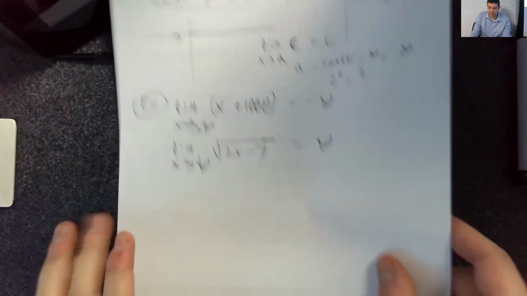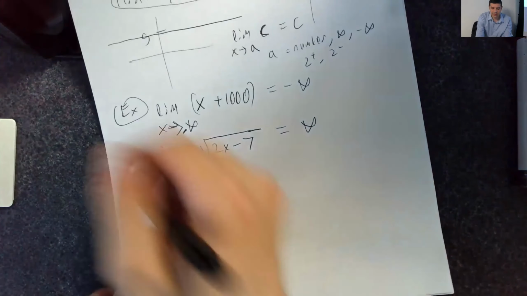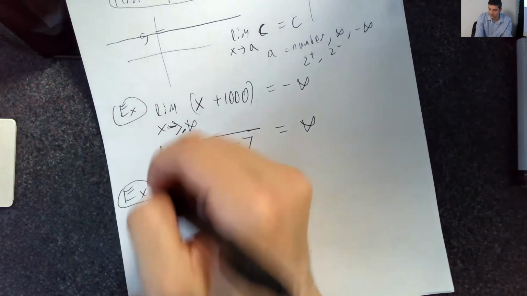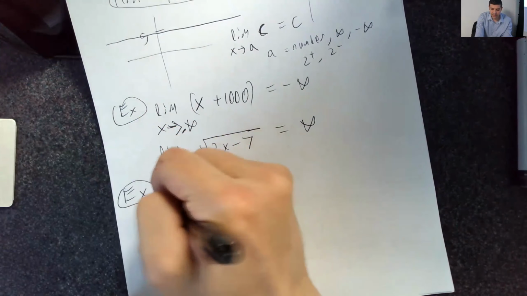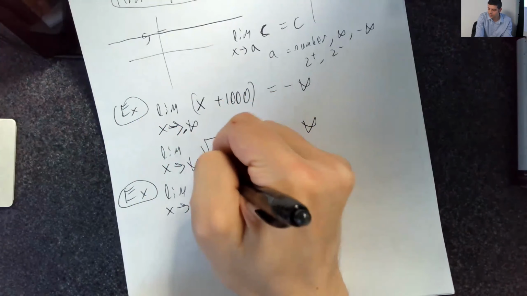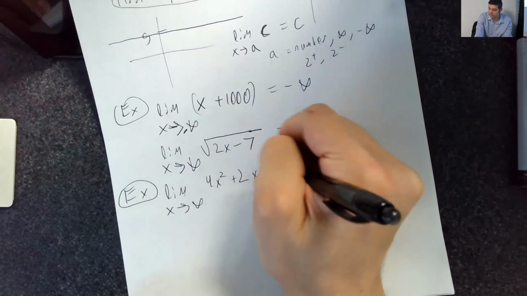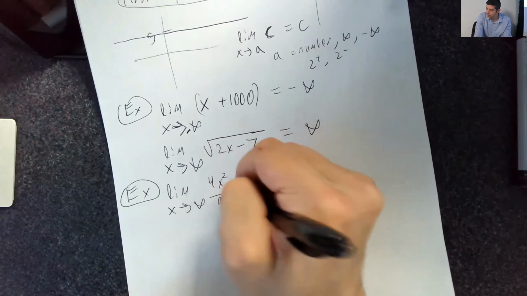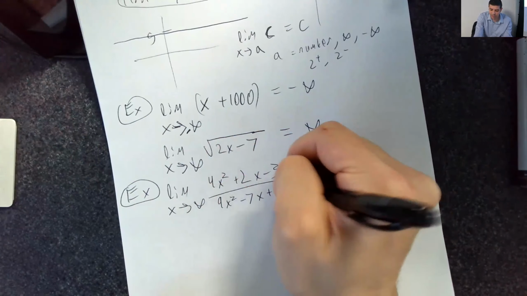Let's do another example that you guys could try. Okay, so remember the trick. Use the biggest degree in the denominator. Let's do limit as x goes to infinity of 4x squared plus 2x minus 3 over 9x squared minus 7x plus 2.